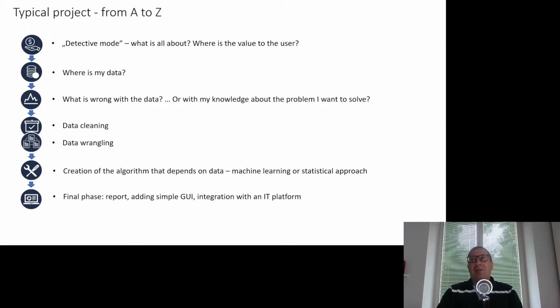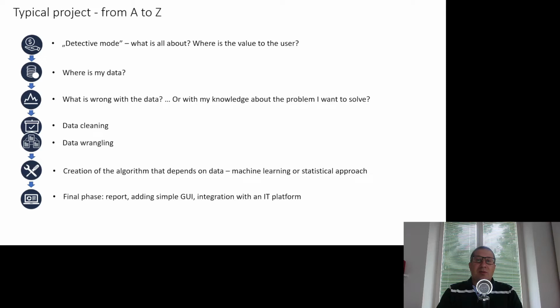Then, when you have proper data on the table in a good form, you can start playing with algorithms. You can test many approaches and develop your own algorithms. Of course, the form of the algorithm depends on the task. It could be a machine learning approach, time series analysis, or a statistical approach. It depends on what you need to do.